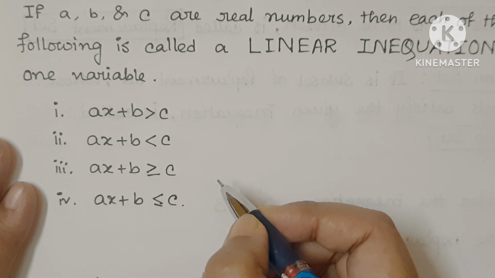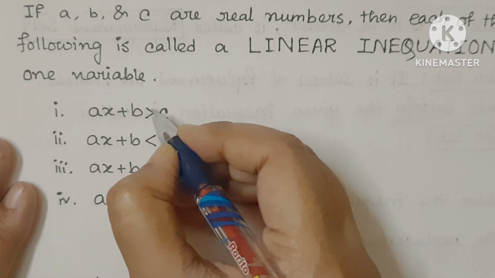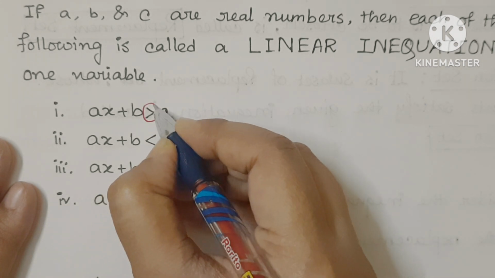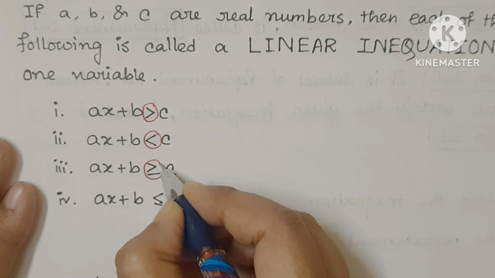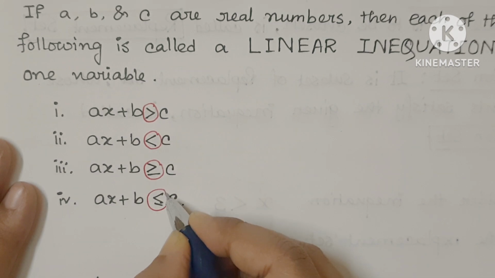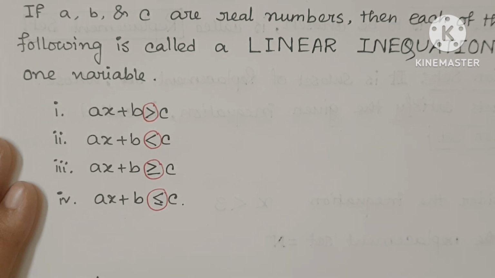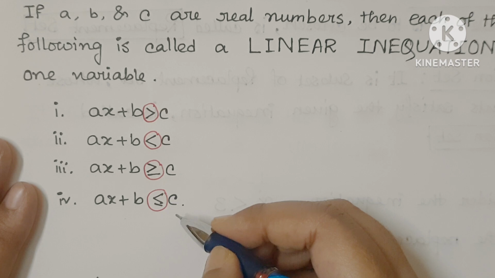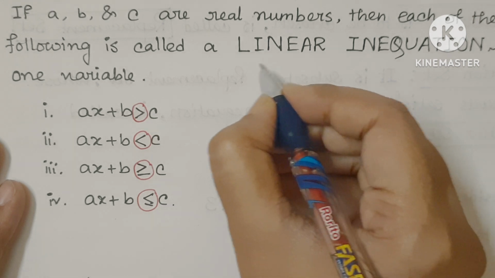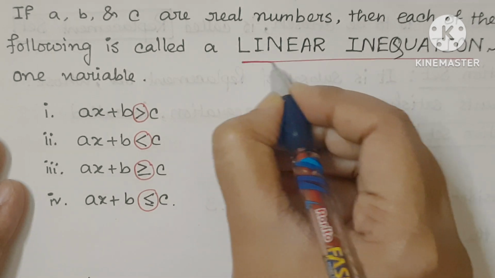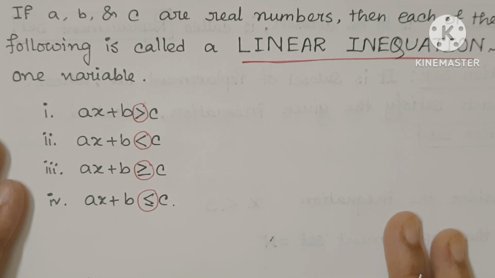So here you can see the notations that are used: the greater than symbol, less than symbol, greater than or equal to symbol, and less than or equal to symbol. So any one of these four expressions is called a linear inequation. Okay, linear inequation. Clear?